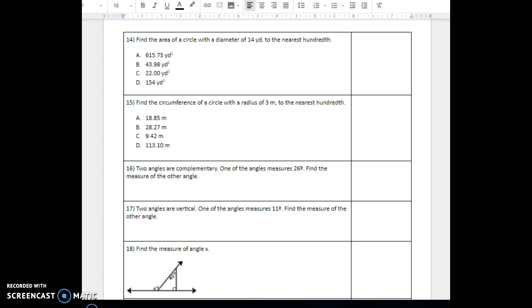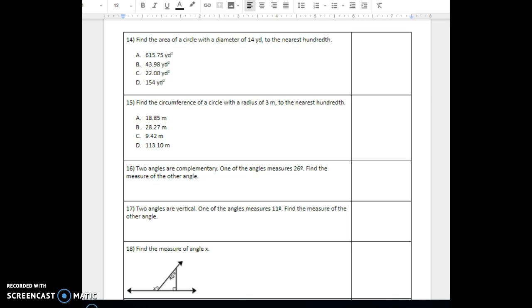Question 14. Find the area of a circle with a diameter of 14 yards to the nearest hundredth. A. 615.75 square yards. B. 43.98 square yards. C. 22.00 square yards. D. 154 square yards.